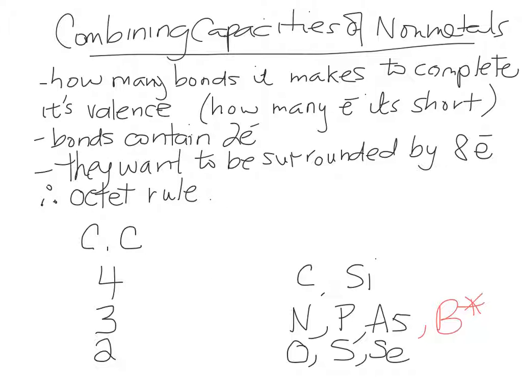Boron also has a combining capacity of 3, but it is an exception to the octet rule. It only wants to be surrounded by 6 electrons. It does not want 8. So boron only wants 6 electrons total.